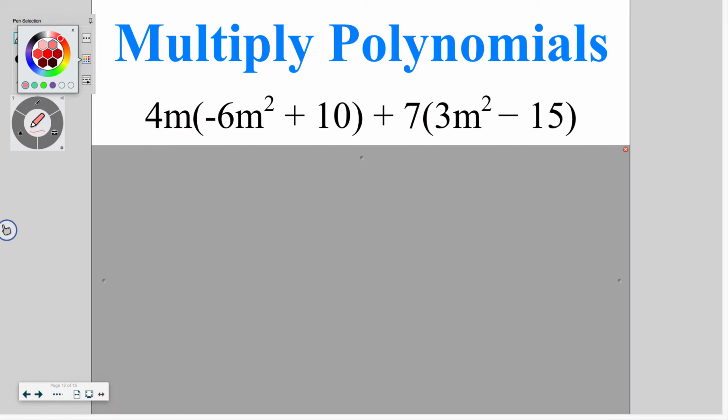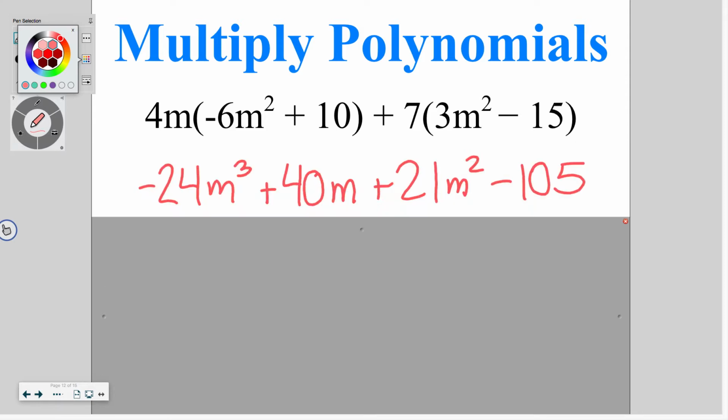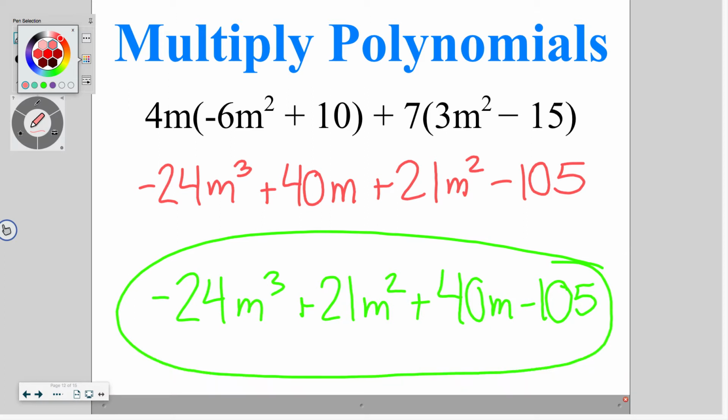Go ahead and try this one on your own, making sure that you combine those like terms at the end if possible. So we ended up with negative 24m to the third, 40m plus 21m squared minus 105. There are no like terms here, but you should have it written out in standard form.